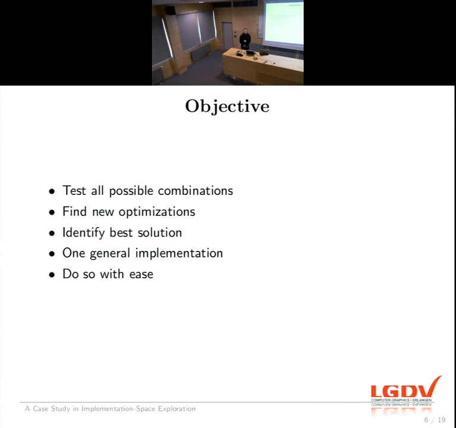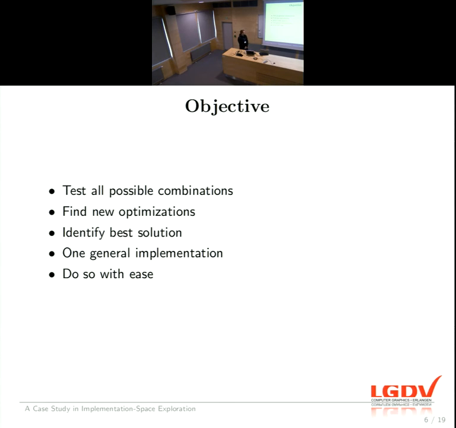So, what we wanted to show: we wanted to test all possible combinations of the previously shown variations. Then we wanted to find new optimizations. In fact, the latest, we tested the distance type rather lately. And we wanted to, of course, identify the best solution concerning the performance.